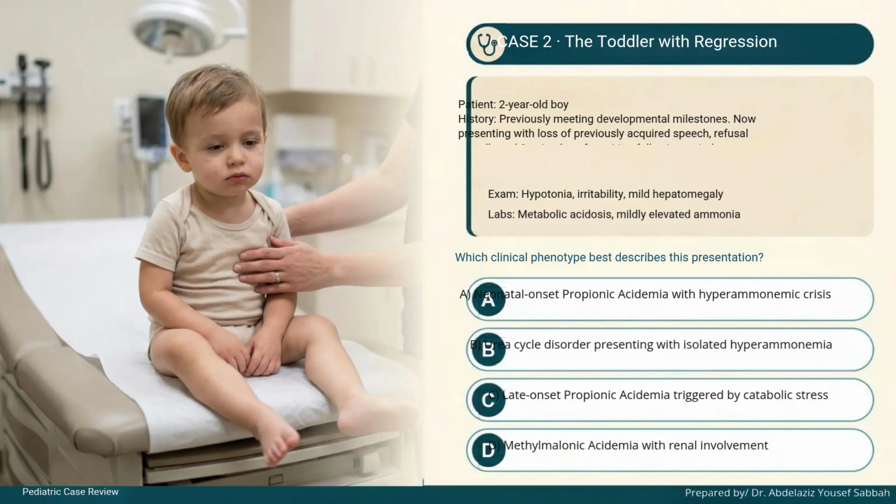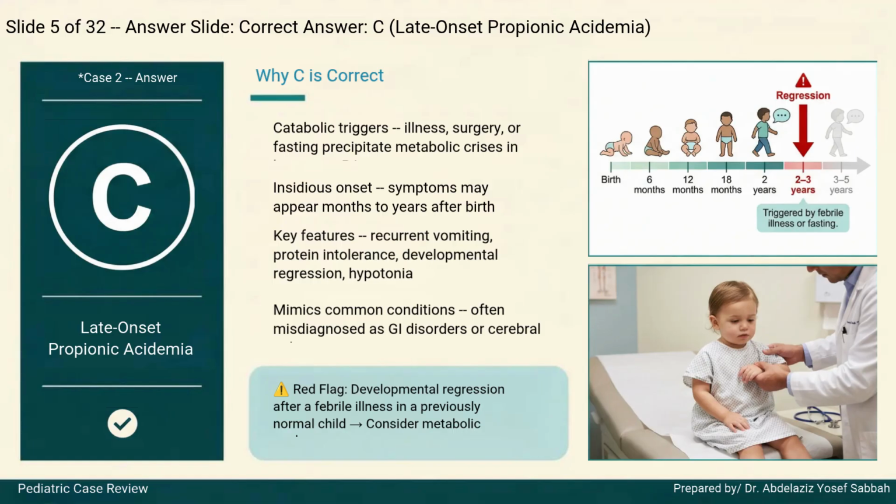Option A, neonatal onset propionic acidemia with hyperammonemic crisis. Option B, urea cycle disorder presenting with isolated hyperammonemia. Option C, late onset propionic acidemia triggered by catabolic stress. Option D, methylmalonic acidemia with renal involvement. The correct answer is option C, late onset propionic acidemia triggered by catabolic stress.